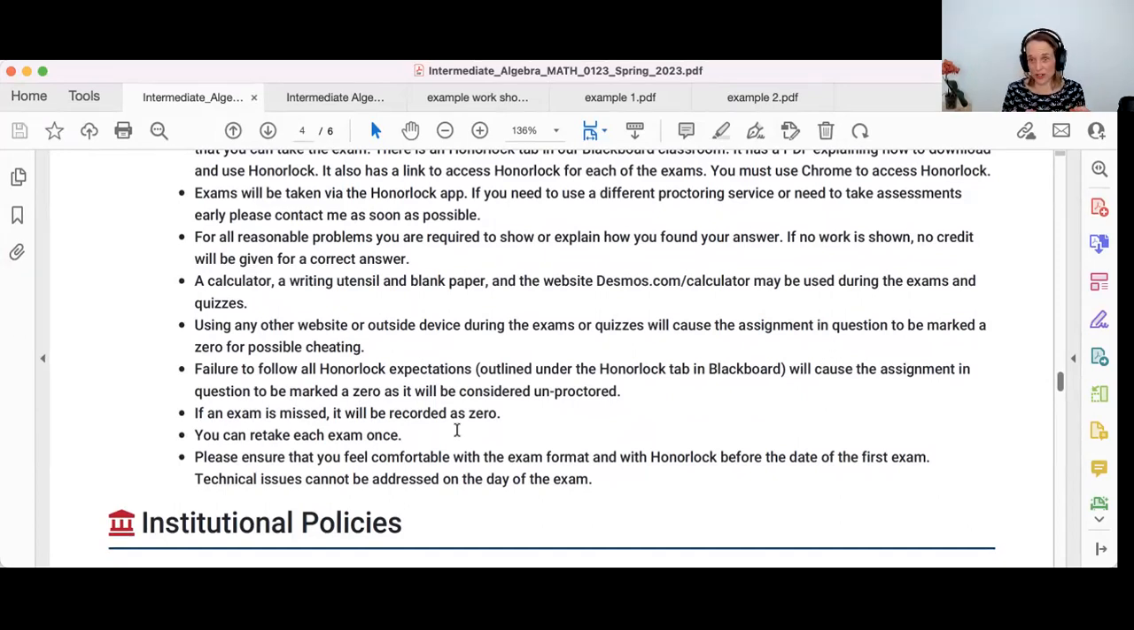If you do plan to use HonorLock, there is an HonorLock practice exam, and I want you to just log in, download HonorLock, and use HonorLock for the practice exam to make sure you are ready. It can be a bit complicated, so make sure you've downloaded that app and tried to get into the HonorLock practice test on MyMathLab, so that you know how to get into the exam.